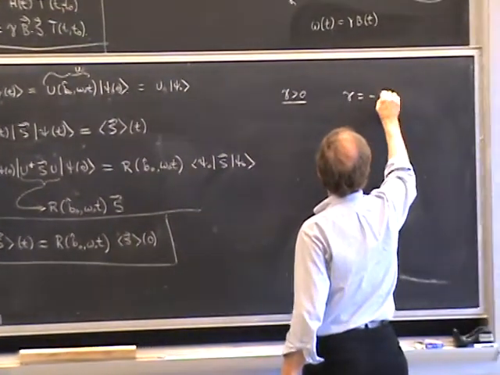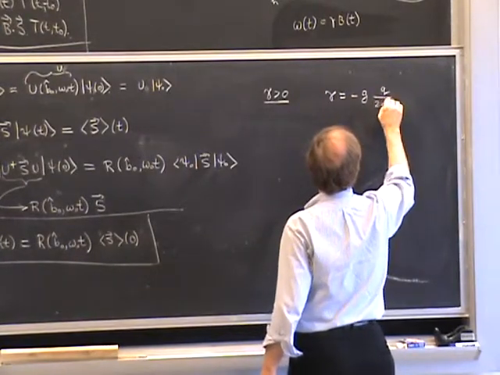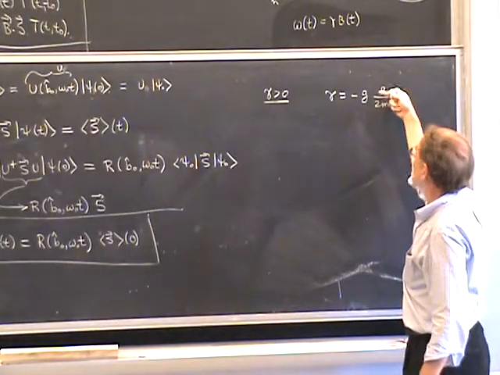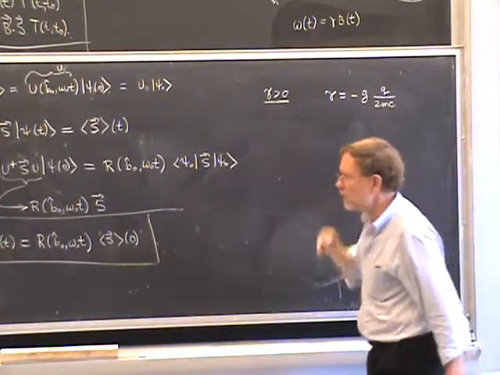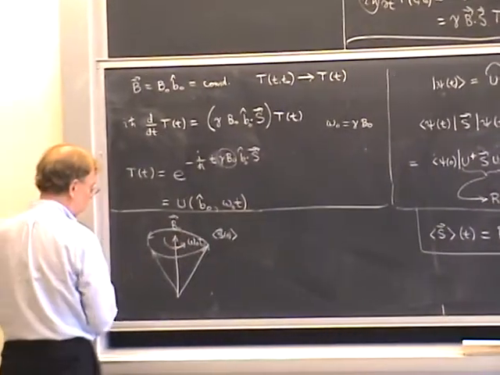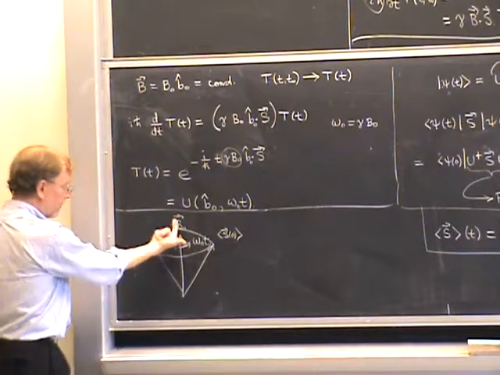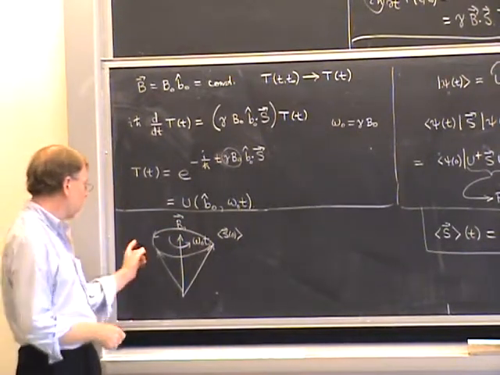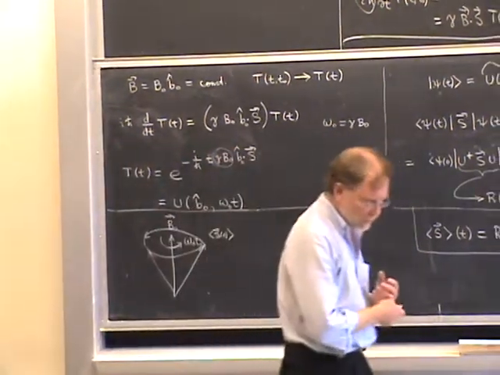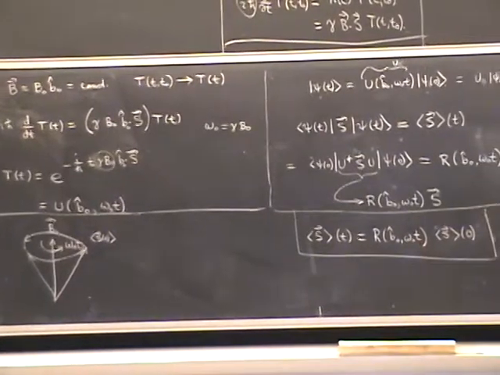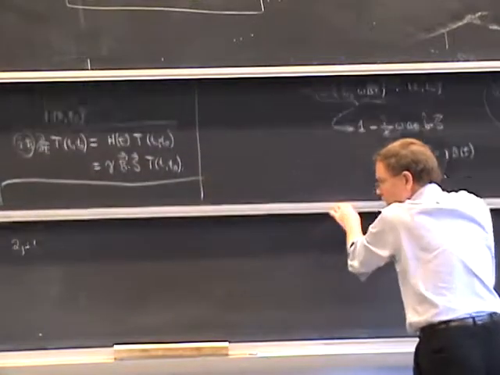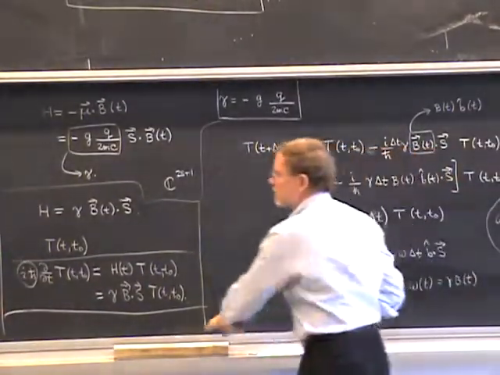Gamma, I'll remind you, is minus g times q over 2mc. So if we're talking about an electron, the q is also negative, and that makes gamma positive. So for an electron, the expectation value of spin rotates in a counterclockwise direction about the direction of the magnetic field. If it were a positive particle, it would rotate the other way, just changing the sign on gamma. Okay, so that's the simplest possible case of the motion of spins in magnetic fields.